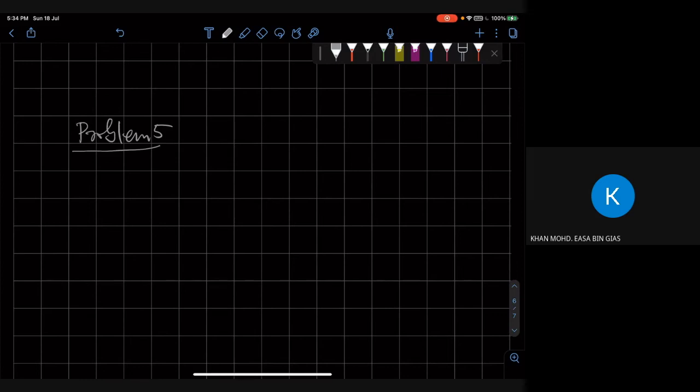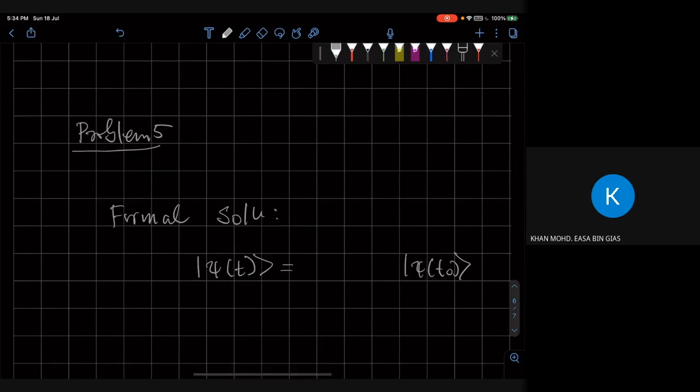Okay, let me just explain what I'm trying to do here. The formal solution of the Schrodinger equation is the time evolution operator, right? So what it means is that if you have a state at some time, say t0, you can find the evolution of the state at a later time, say t, by applying the time evolution operator to the state at t0, right?